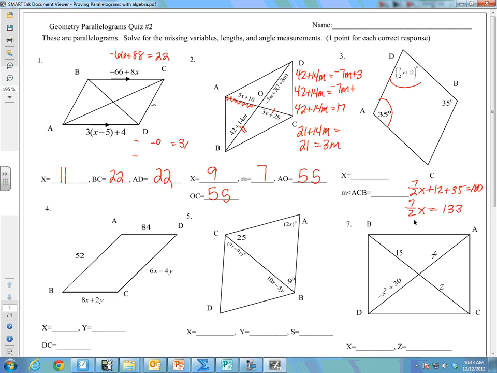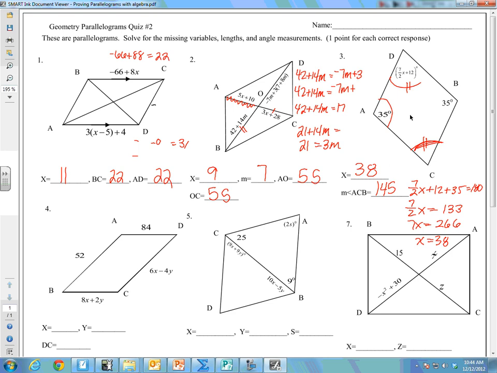Multiply both sides by 2 to get 7x equal to 266. I divide both sides by 7, and I get x to be 38. If x is 38, we then want to find the measure of angle ACB. So we're looking for this angle here, but I know that this angle here is the same as that angle there. So I'll take 38 times 7 halves and add 12 to it, and I'll get 145.